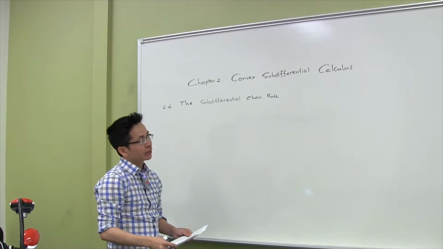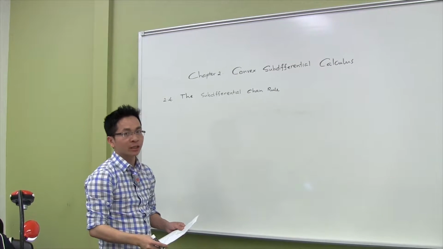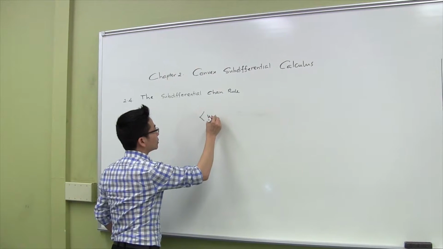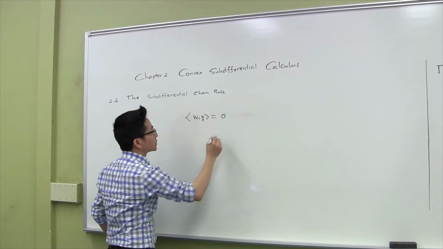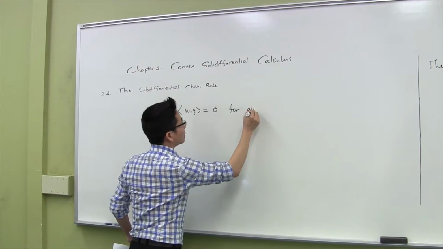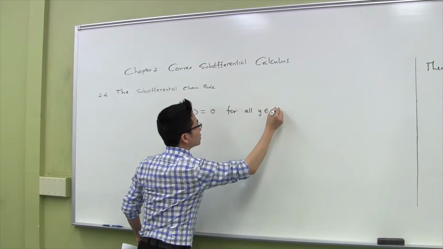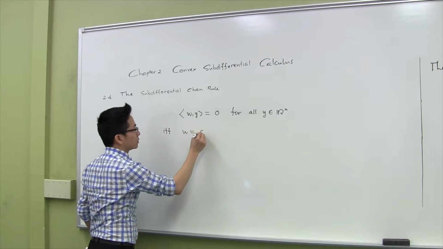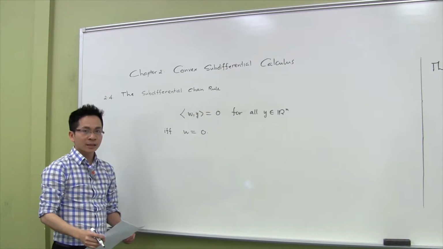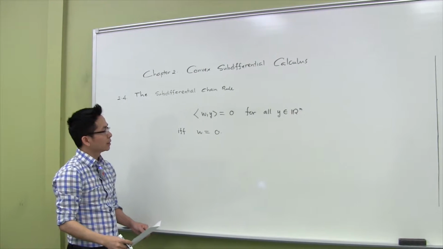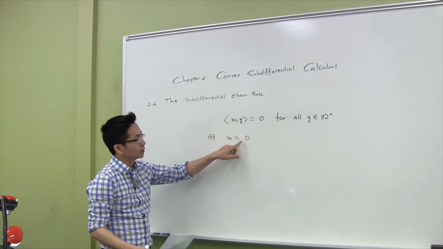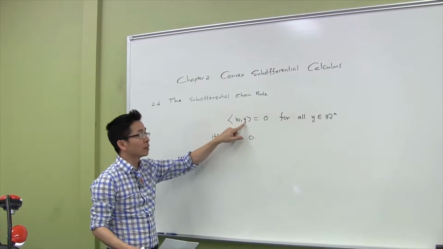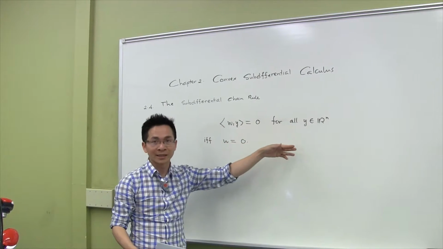Note that in the proof of the previous lemma we used the following useful fact. The inner product of w and y is equal to 0 for all y in Rn if and only if w is equal to 0. This fact is very easy to see. So if w is equal to 0, then we can see easily that the inner product of w and y is equal to 0 for any y in Rn.